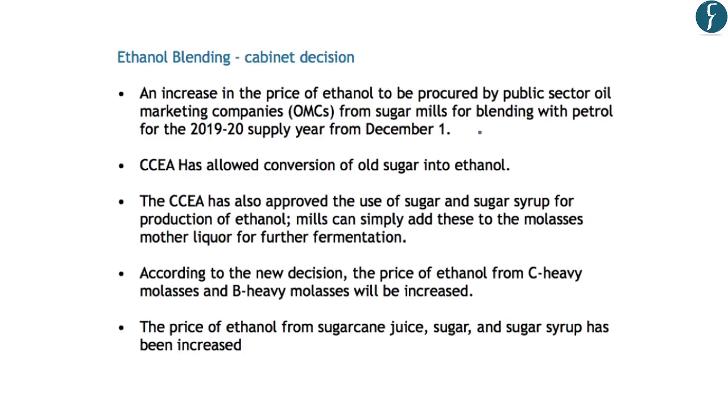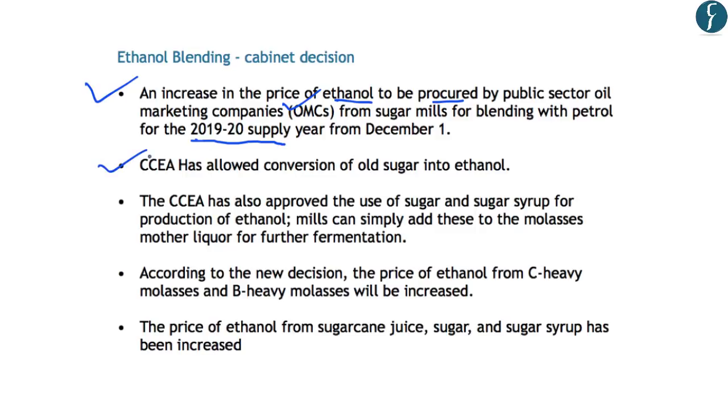Now, what is the Cabinet decision regarding the procurement process of ethanol by the oil marketing companies? Here you should note that the Indian government is running an ethanol blending program for petrol, and in this the ethanol which is produced by the sugar mills is procured by the oil marketing companies, namely Indian Oil, Hindustan Petroleum, etc., and then this ethanol is blended with the petrol. What the government has announced in this decision is an increase in the price of ethanol which is to be procured by these public sector oil marketing companies. And these increased prices will be applicable from December 1st for the 2019-20 supply year.